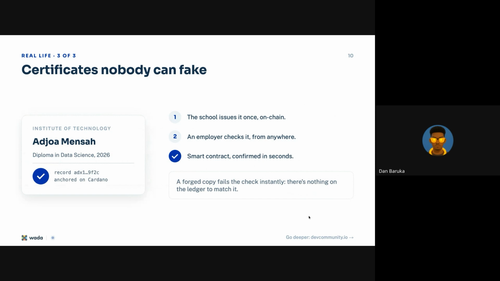Another one is a certificate on chain. The school issues it once on chain. An employer checks it from anywhere, so you can just give the hash of the certificate, and the certificate is confirmed in a second. It is always there. No loss, no fake data. You always have the certificate with you anywhere you go.